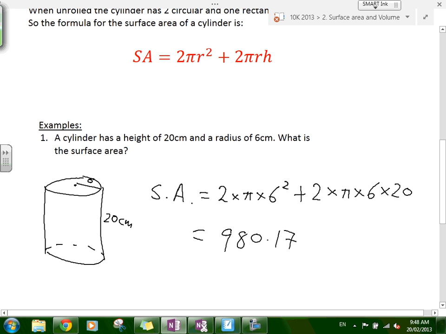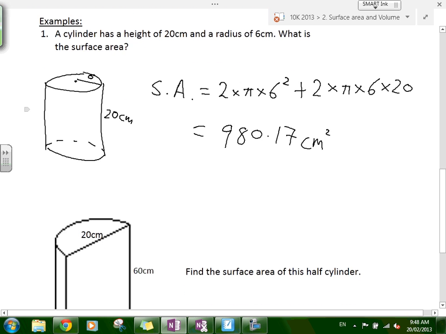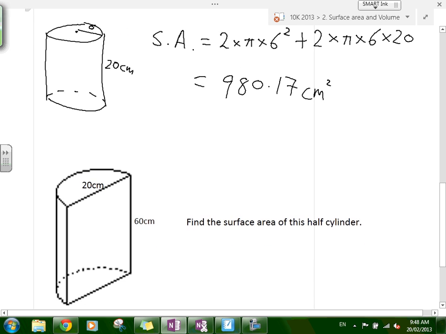900.17. And what's the units we have to use? Square centimeters. I think it's an area. Square centimeters. Okay, because these dimensions are centimeters, but when we're finding the area, we have to make it into square centimeters. Alright, so that's the first one. Okay, so just finish writing down the working.